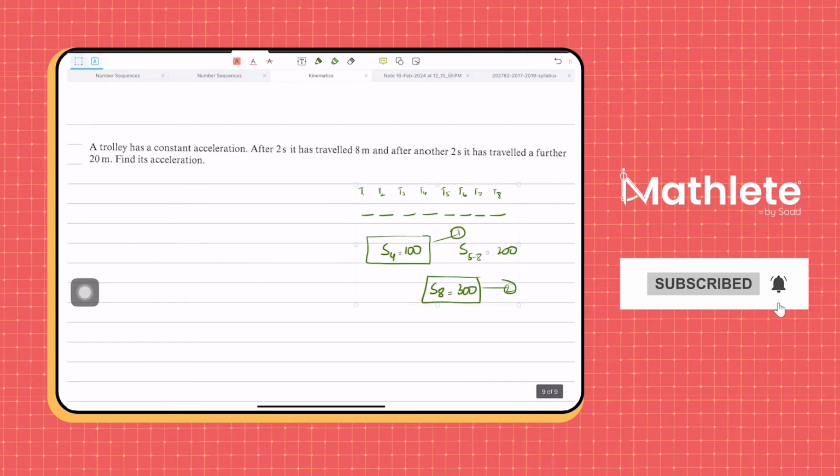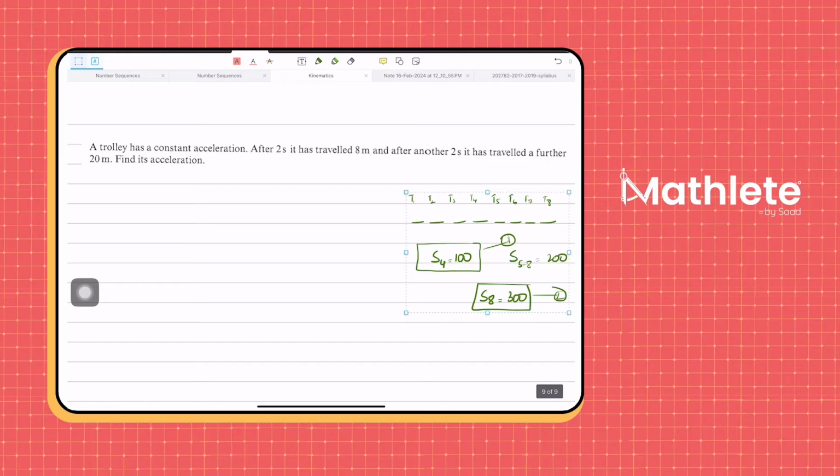Now, why am I mentioning this? Let's see, how is this related to the question? A trolley has a constant acceleration. After 2 seconds, it has traveled 8 meters, and after another 2 seconds, it has traveled a further 20 meters. Do you see where I'm going with this?